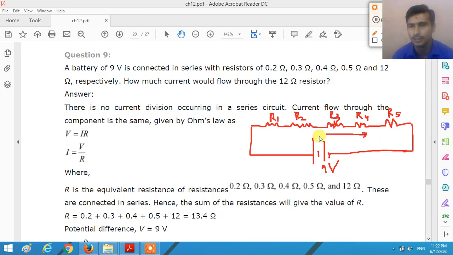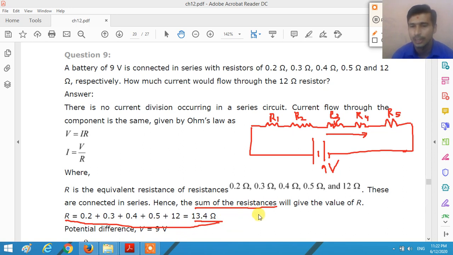How do we calculate the current passing through each resistor? So first we need to find the total resistance. The total resistance is the sum of all the resistances. So the total resistance of the circuit R is equal to 0.2 plus 0.3 plus 0.4, 0.5 and 12 ohm. We get 13.4 ohm.